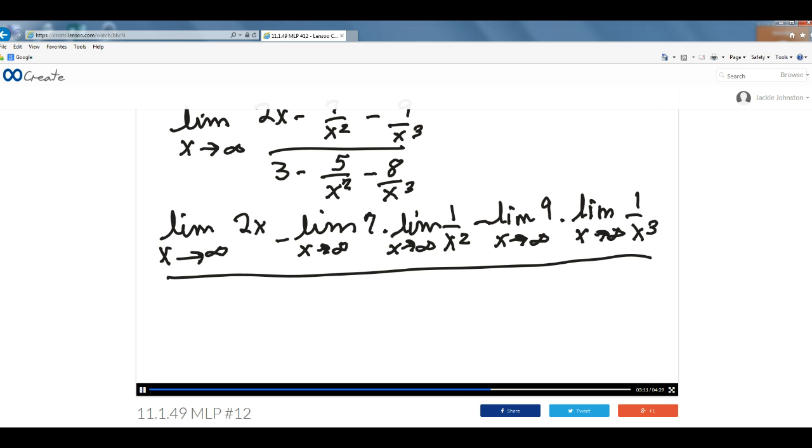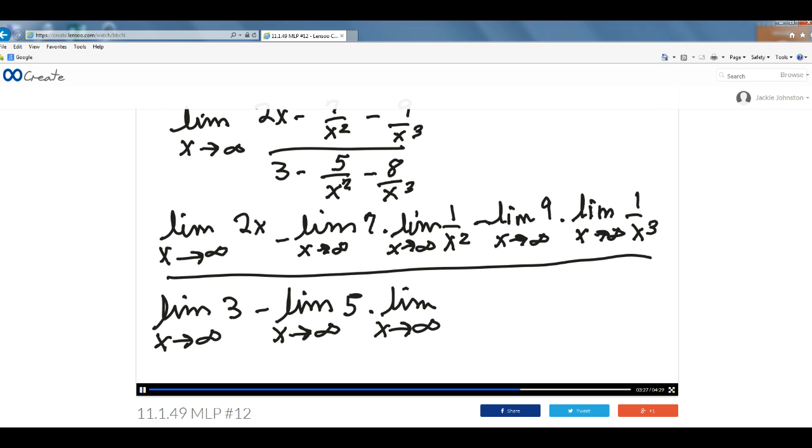That's all going to be divided by the limit as x approaches infinity of 3, minus the limit as x approaches infinity of 5 times the limit as x approaches infinity of 1 over x squared, minus the limit as x approaches infinity of 8 times the limit as x approaches infinity of 1 over x cubed. Alright, so now we have all these different limits that we can simplify.